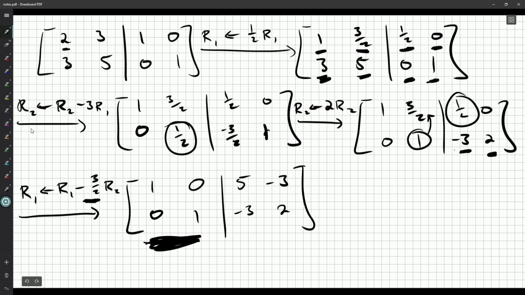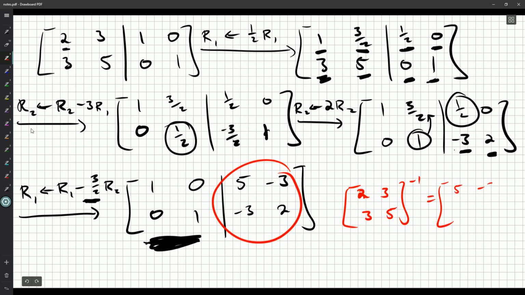And so once we've got the identity matrix here, the inverse is what's written over here. So [[2, 3], [3, 5]] has an inverse of [[5, -3], [-3, 2]]. And there we go.